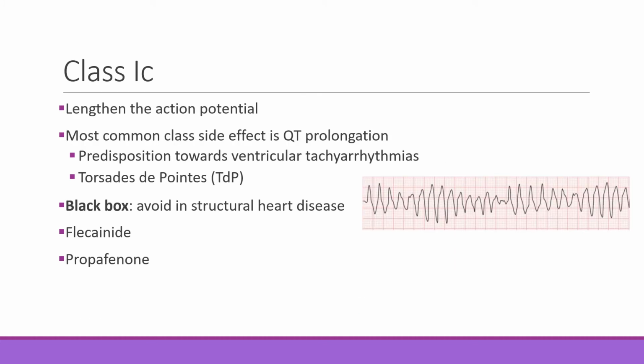Okay, so for our class 1C agents, which are flecainide and propafenone, you may see these in the outpatient setting, and really they should be reserved only for patients that have no other major risk factors. You'll see again that these are the ones that are going to cause QT prolongation, and they have a very high risk of torsades. They should never be used in patients that have structural heart disease, so if anybody has heart failure or if they're post-MI, they should not be used in these patients.